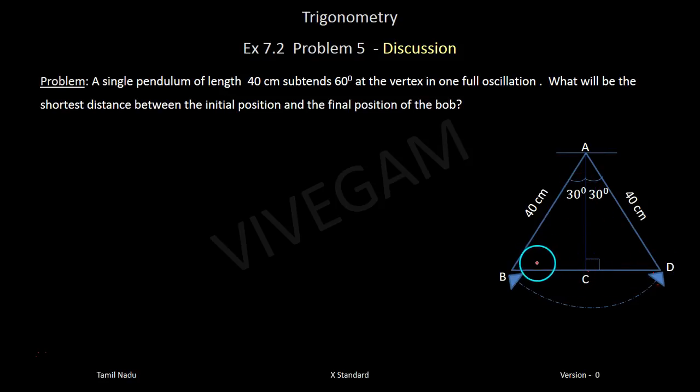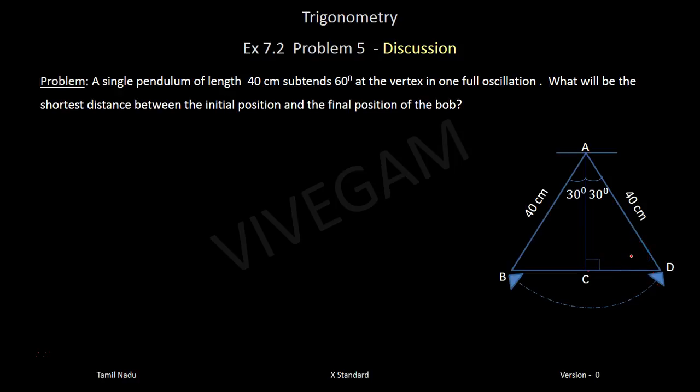Now let's concentrate on calculating BC. BC is the one we want to calculate. The hypotenuse is given and this angle is known. What is sine 30? Opposite by hypotenuse. That is sine 30, which is half, equal to BC divided by 40, and you'll be able to calculate BC. Once you know BC, twice BC is BD. So this is how it needs to be worked out.